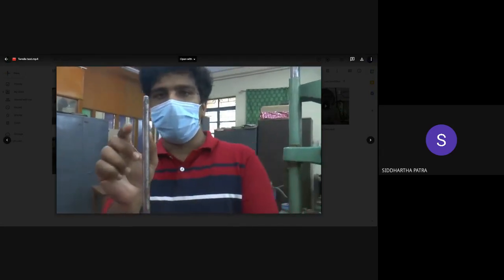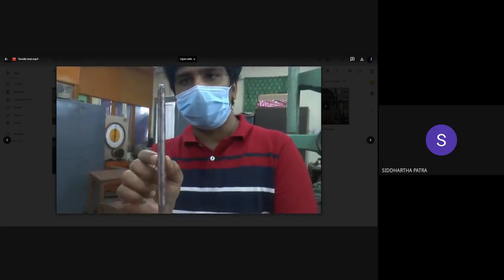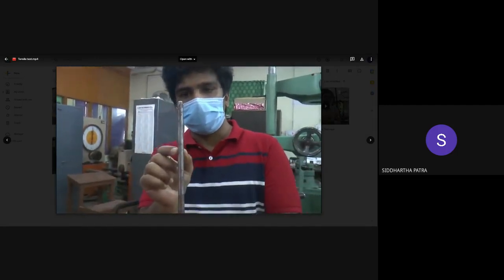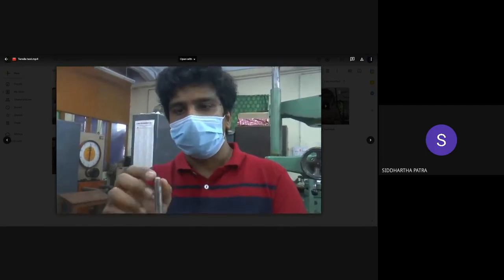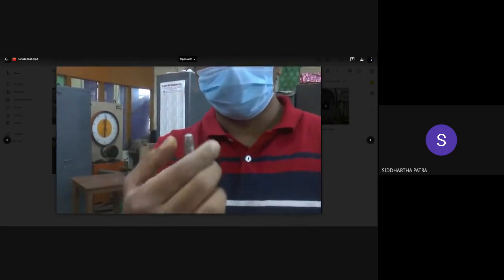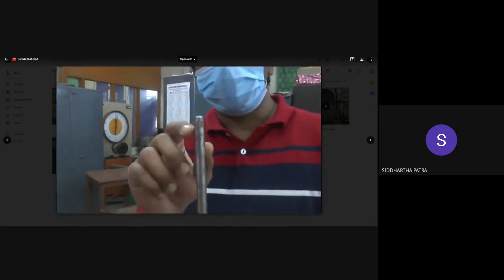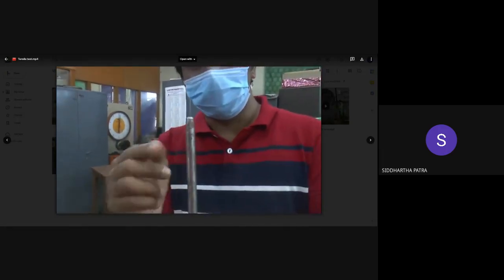Okay. Now, the amount of reduction in the cross section is actually an indication of the ductility of the material. If the material is perfectly ductile, this portion would actually end at a point. But as you can see, it has not. So this has a certain amount of brittleness in it.